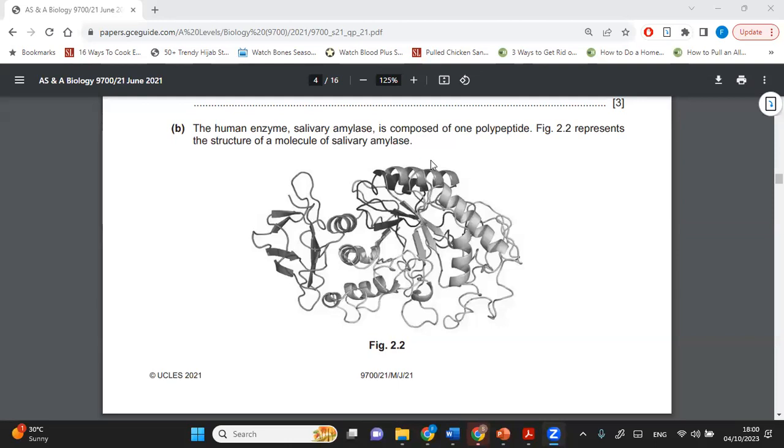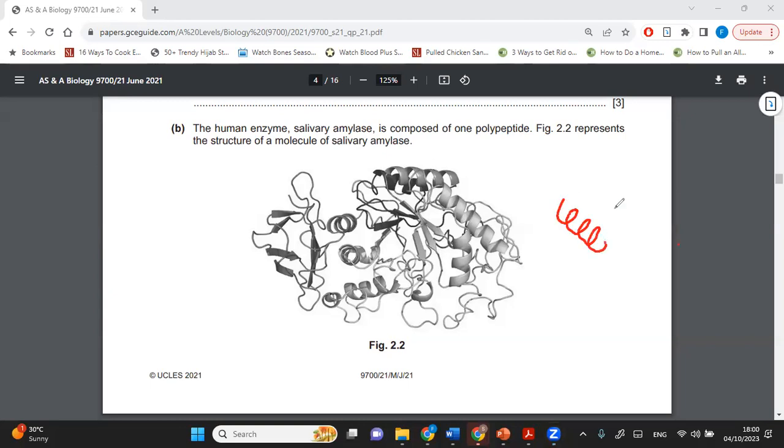What should I say? What do you guys think? In secondary structure, we studied two types of structures. What were they? We had alpha helix and we had beta pleated sheets. That's all you have to say.